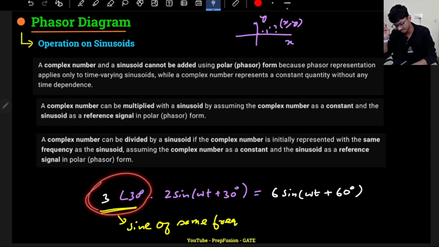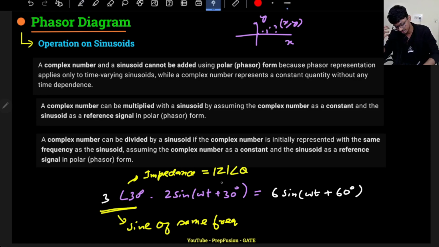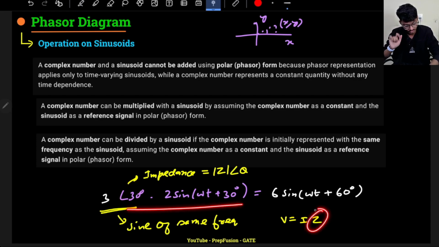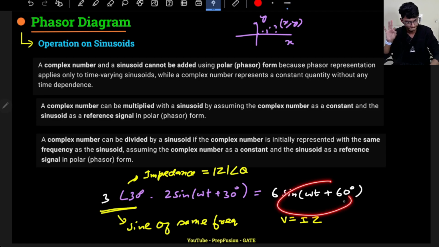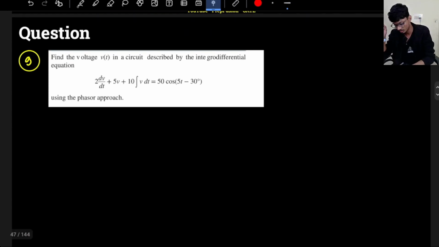Basically what happens is, generally these numbers are the impedance. If someone has studied previously, they will know impedance has a magnitude and angle. So generally these numbers get multiplied with a sinusoid. Basically V is equal to I into Z. So Z we define in polar form, and I is some sinusoidal quantity. If that is the case, then you can do this multiplication, because this Z is derived from the sinusoid only. So that is what I wanted to clear in this lecture, and this is the last question that I wanted to give you as homework.